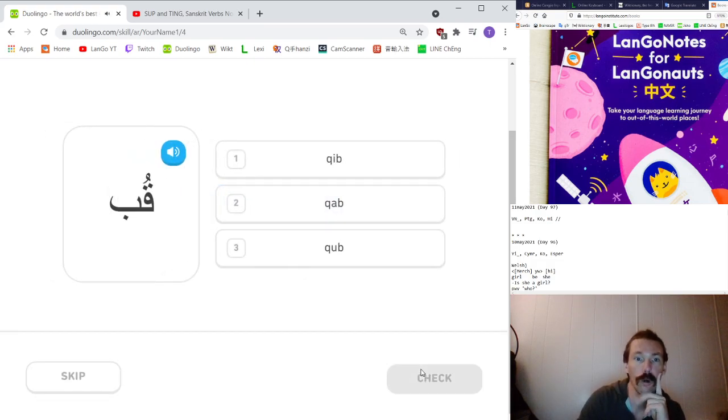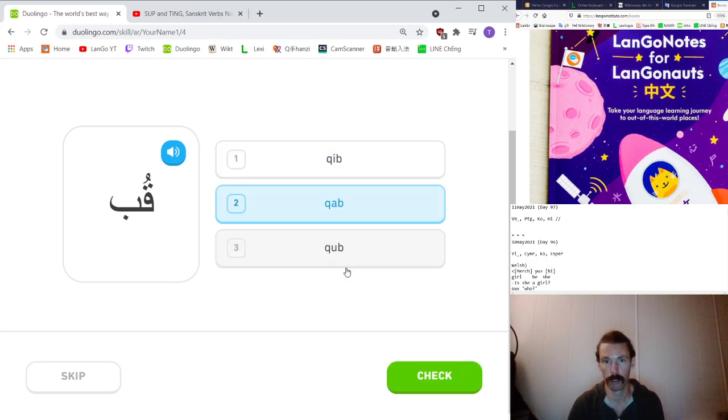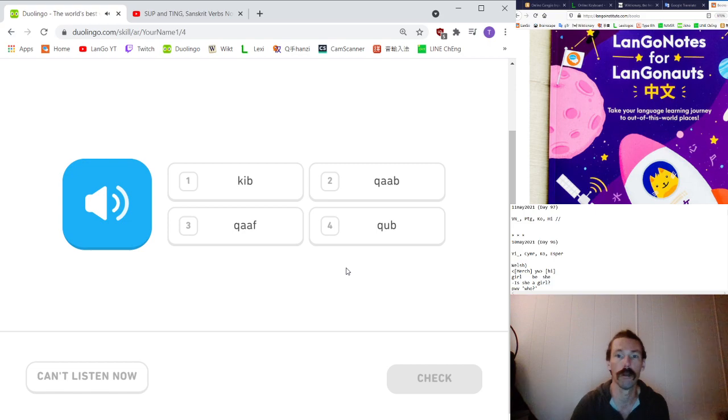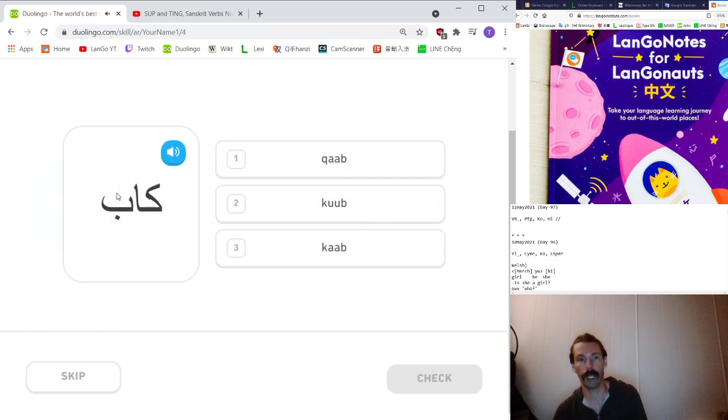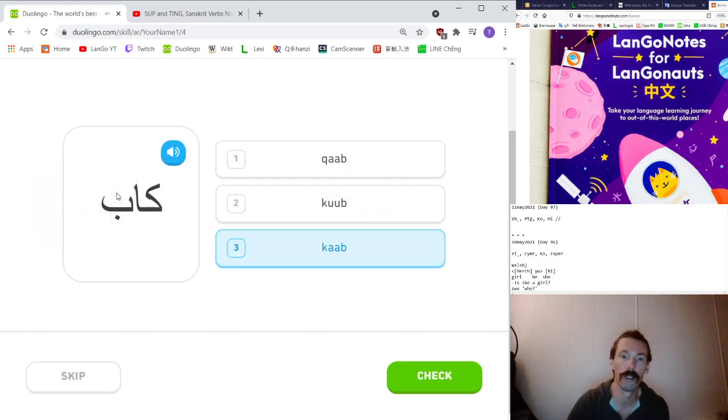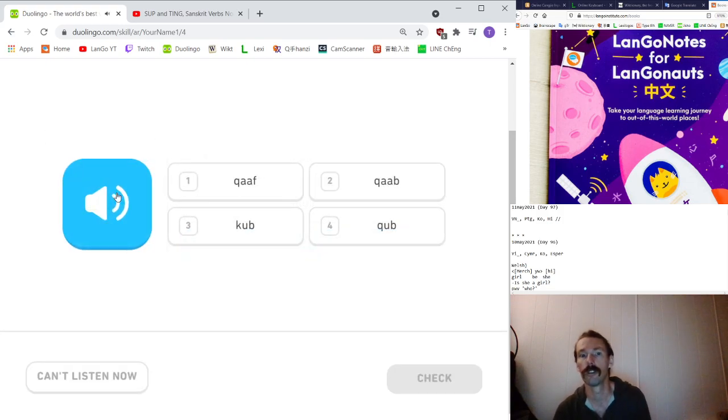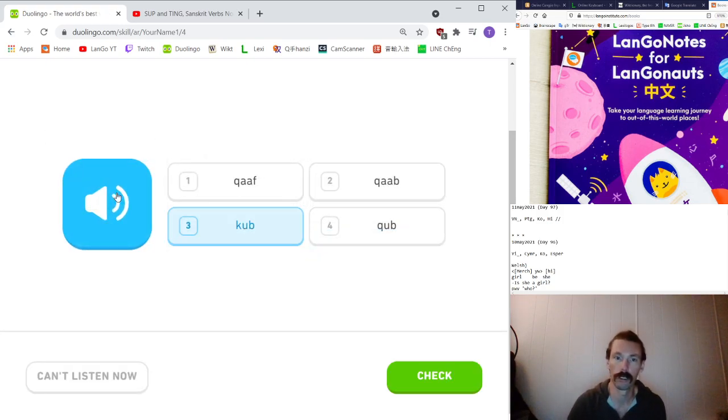Kub. Let's listen for the oo sound. Kub, with a lower tongue than in oo. Final B. Kub. Cab. Listen to the different ah sound. Cab. Kub.